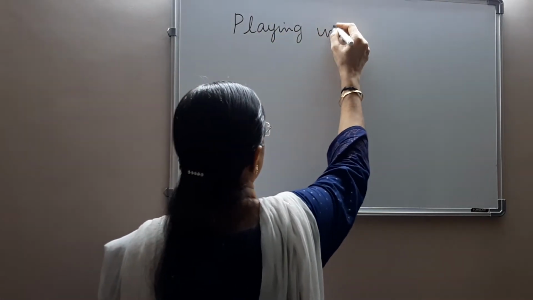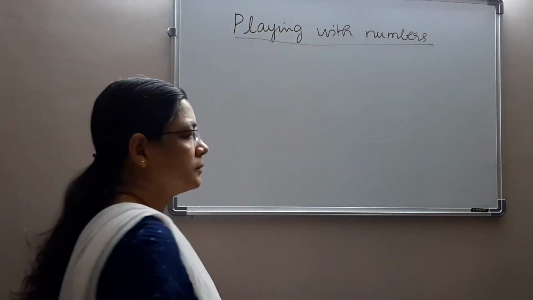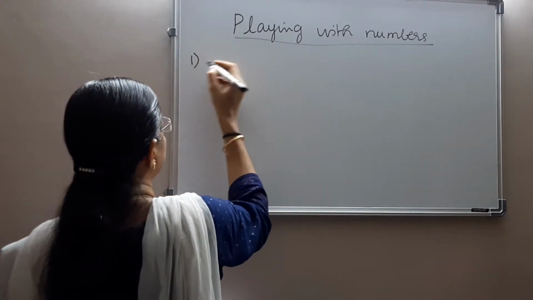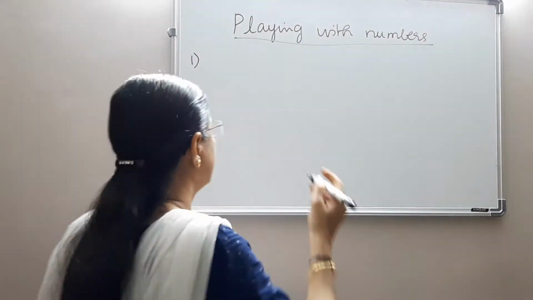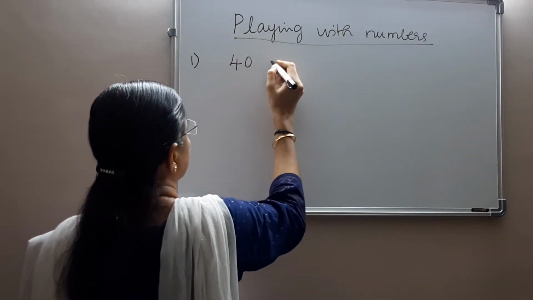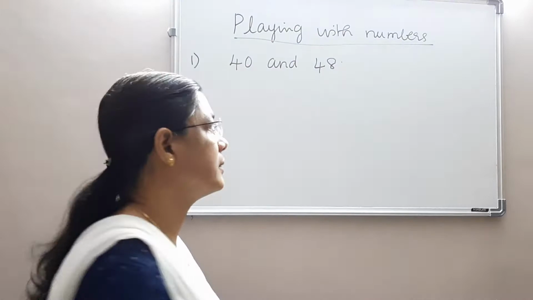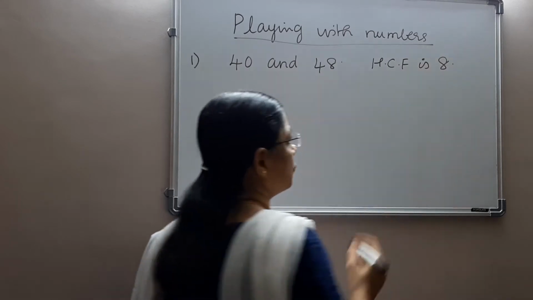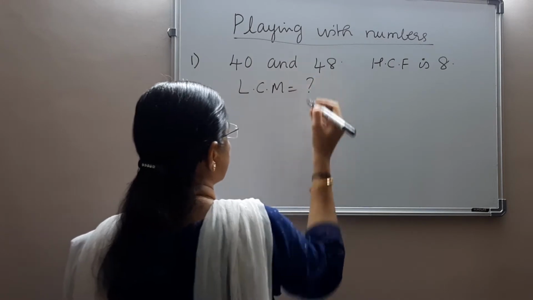Our chapter is Playing with Numbers, chapter 3. Now, let me give you a type of problem which tells you the relationship between the HCF and the LCM. Okay. So now there are two numbers, say 40 and 48, and their HCF is 8. So now we need to find the LCM. So what is the LCM?